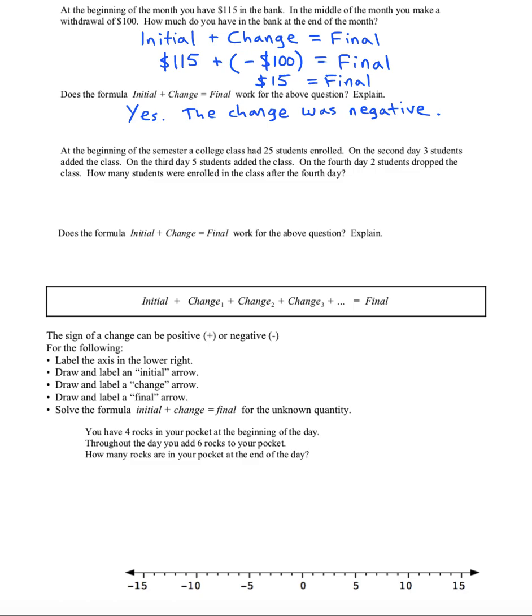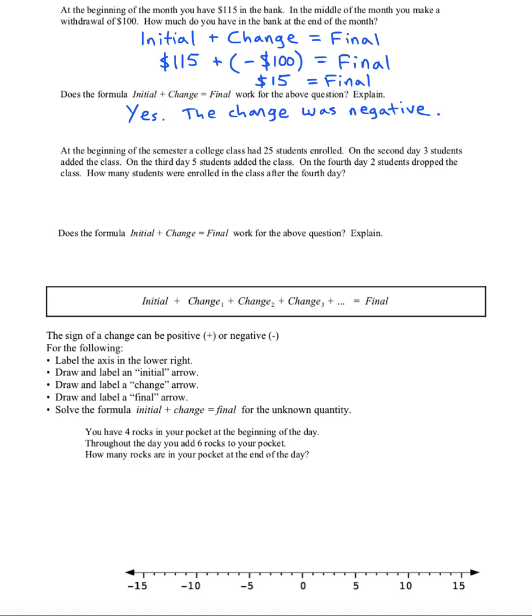Let's try one more. At the beginning of the semester, a college class had 25 students enrolled. On the second day, 3 students added. On the third day, 5 students added. And on the fourth day, 2 students dropped the class. How many were enrolled in the class after the fourth day?